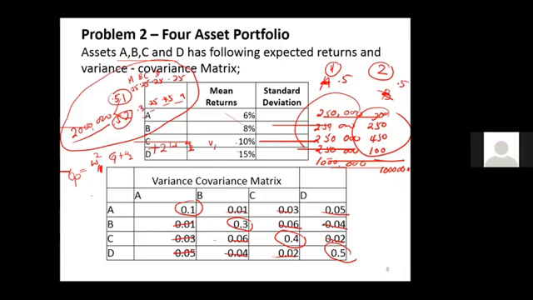And take the square root of that. This is the variance value, then we can take the square root of this value. That's the standard deviation of portfolio investment. Now you have to realize that part first.